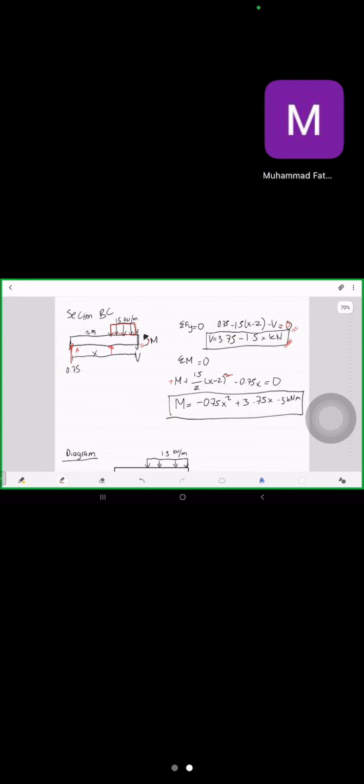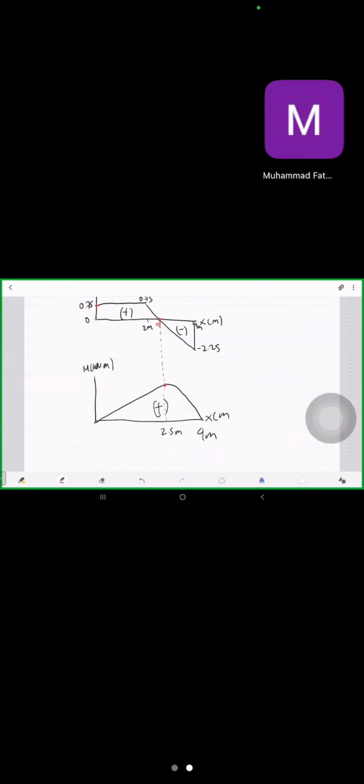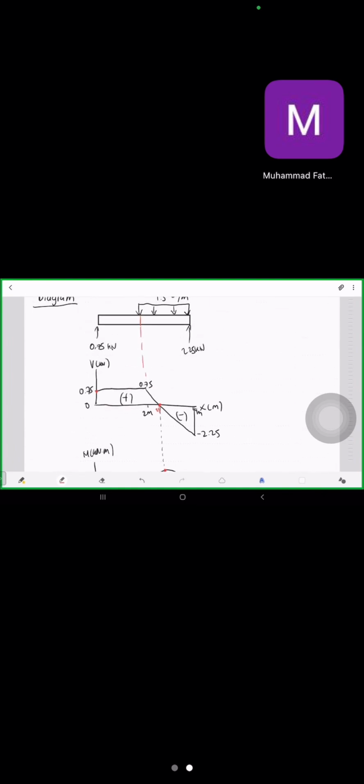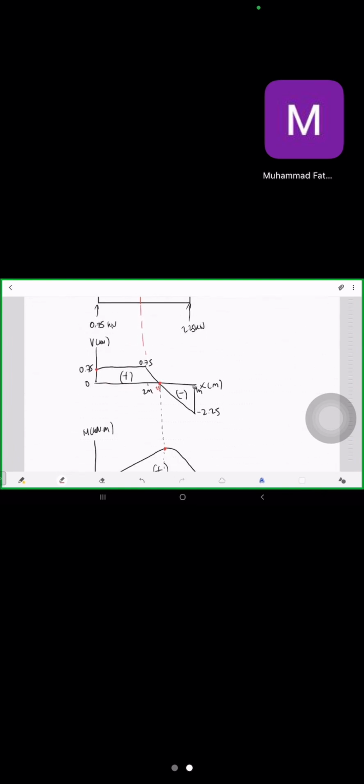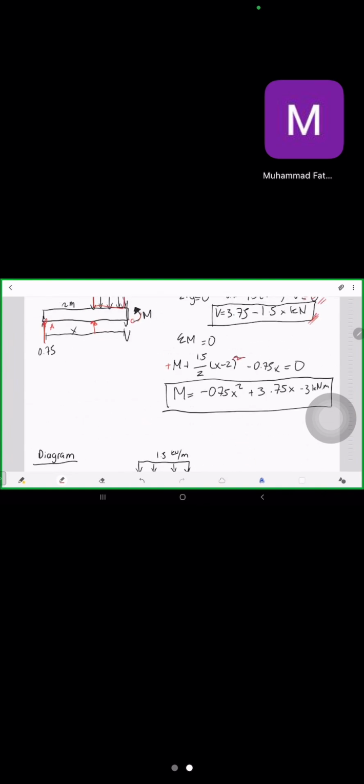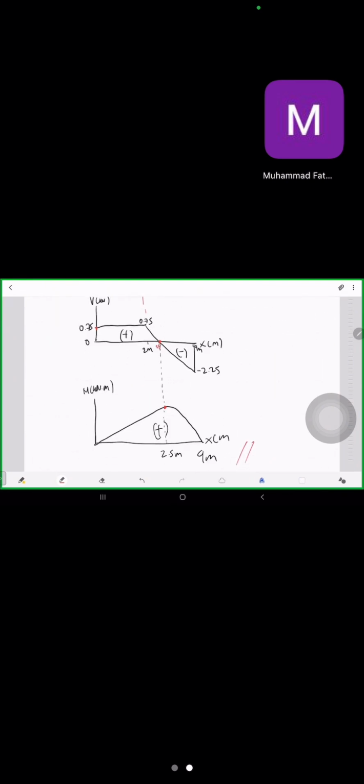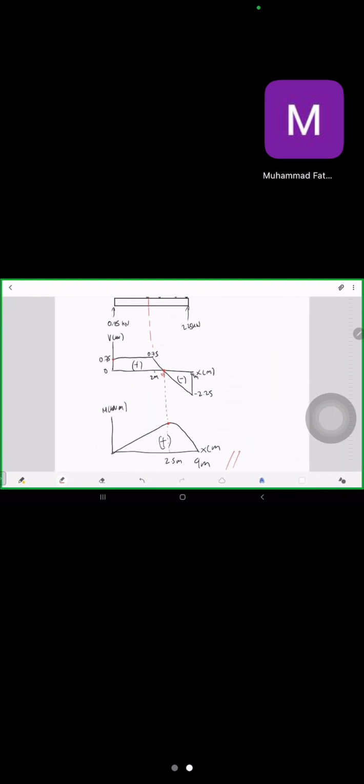The same goes for V. We're going to create the shear graph based on the formula of V on this whole section. You can see that we have the final graph of the shear and moment forces. For the shear, it starts at 0.75 and it goes down when the uniform force starts acting on BC, and it goes down until the fourth meter length of the beam. It is based on the formula, and the same goes for the moment.